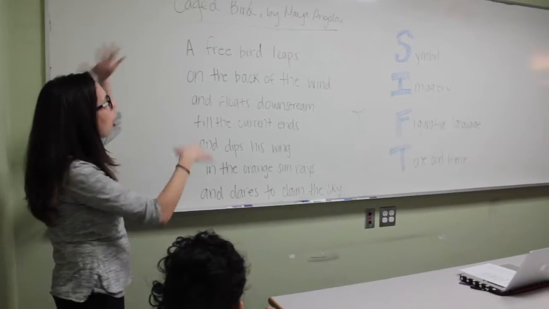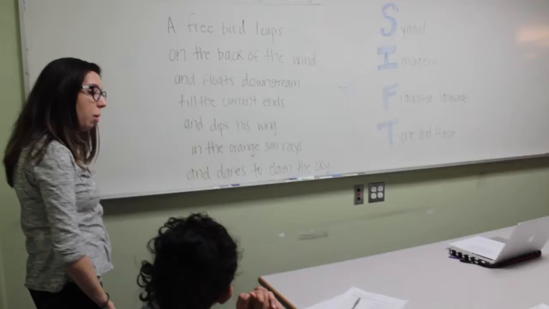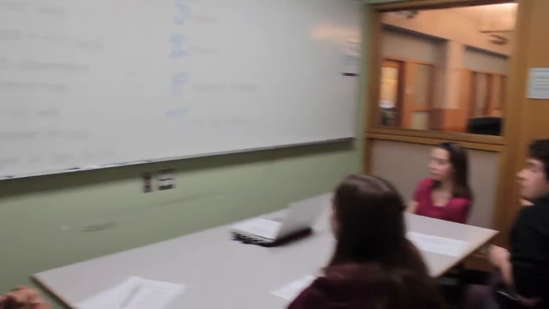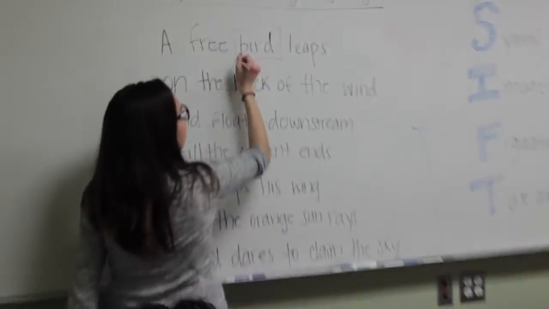Do we think that maybe there are any symbols in the first stanza of the poem? Anyone have any ideas? Jacob? The bird could be a symbol. The bird, wonderful. Okay, everyone, box bird on your worksheet, please. We're going to annotate this.